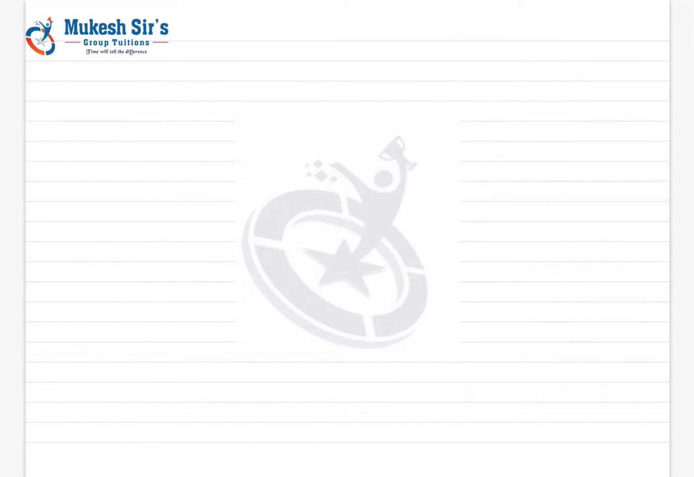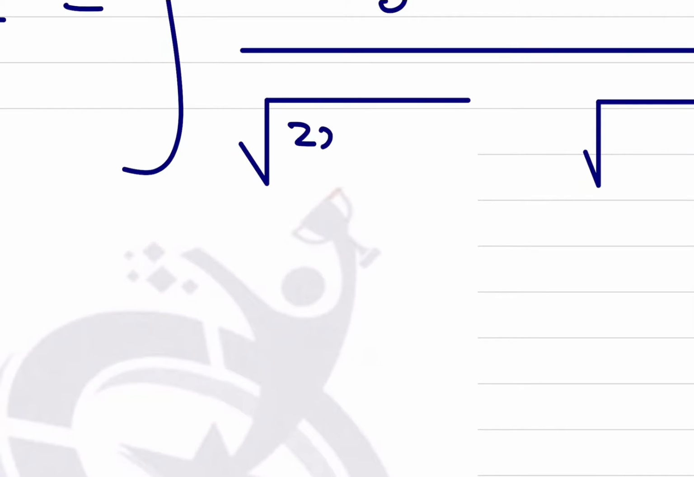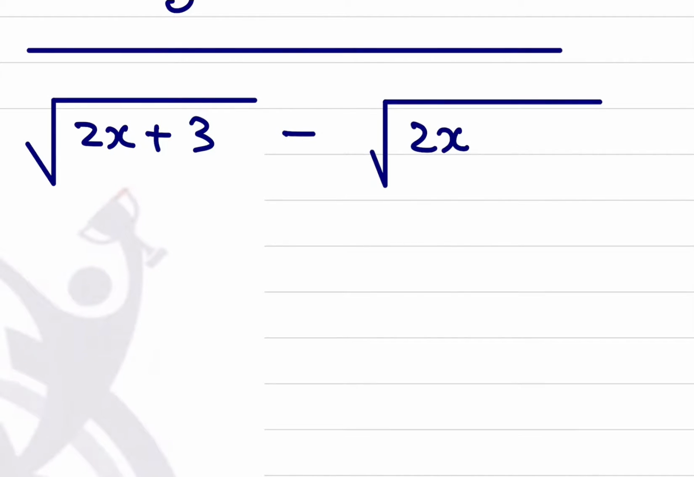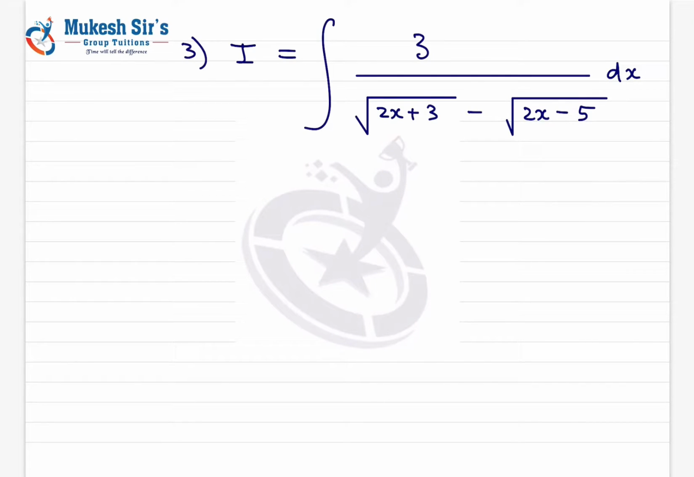So you should practice few more questions based on this. Let's solve one more algebraic sum. Suppose you have integration of 3 upon root of 2x plus 3 minus root of 2x minus 5 the whole dx. So how do you solve this now? You have root in the denominator and a minus sign in between. So again you have to multiply and divide by the conjugate of the denominator.